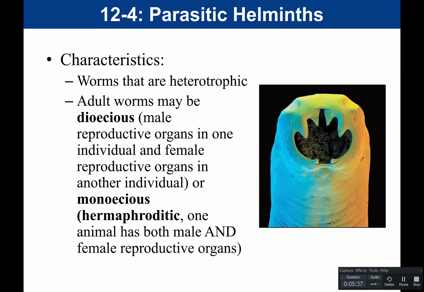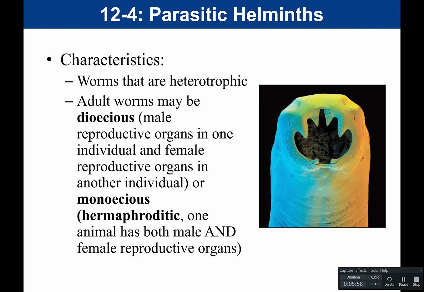They're other feeders, meaning they have to consume their food. You want to know that the worms can be what we call dioecious, which means that the male reproductive organs are in one individual and the female reproductive organs are in another individual. So meaning there are separate male and females.